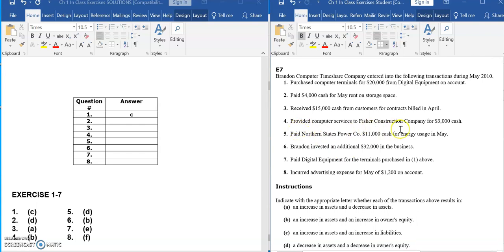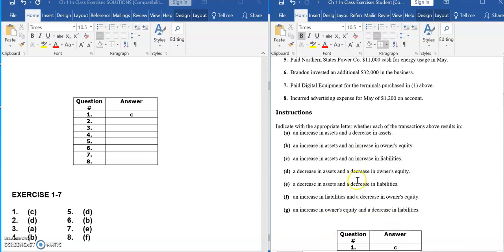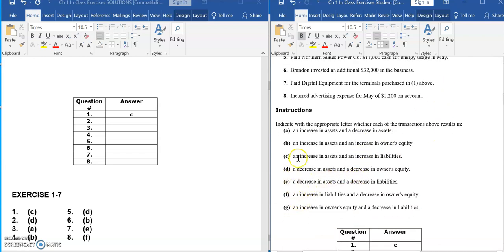Let's see, we provided computer services to this construction company for $3,000 cash. We provided services. We have earned a revenue. As soon as we provide the service, provide the customer what it is that they are wanting, we have earned a revenue. Thus, we have an increase to our revenues, an increase to owner's equity, and they paid us right away. So our assets increased as well. We have an increase in our assets and an increase in owner's equity. The answer to that one would be B.